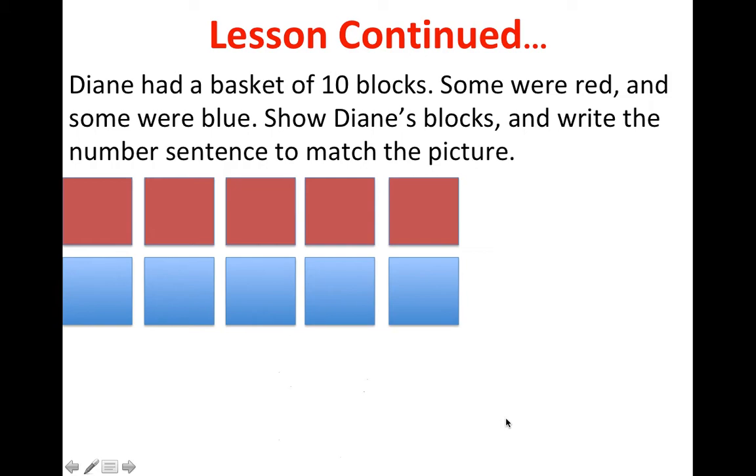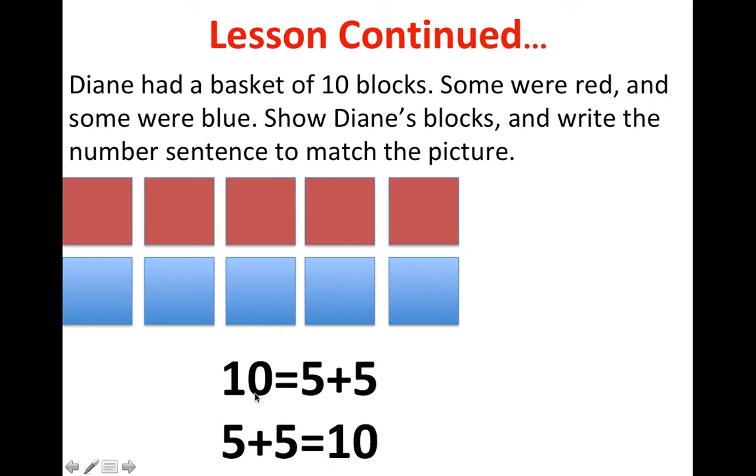So let's look at the number sentence. I know that she had a total of 10. So 10 equals 5 plus 5, or 5 plus 5 equals 10. So as I always say, in addition, it does not matter if you put the big number first or the small number first, because when you add, the answer is still the same. So in this case, I put 5, but if you were to say 2 plus 8 or 8 plus 2, it's still going to give you 10.